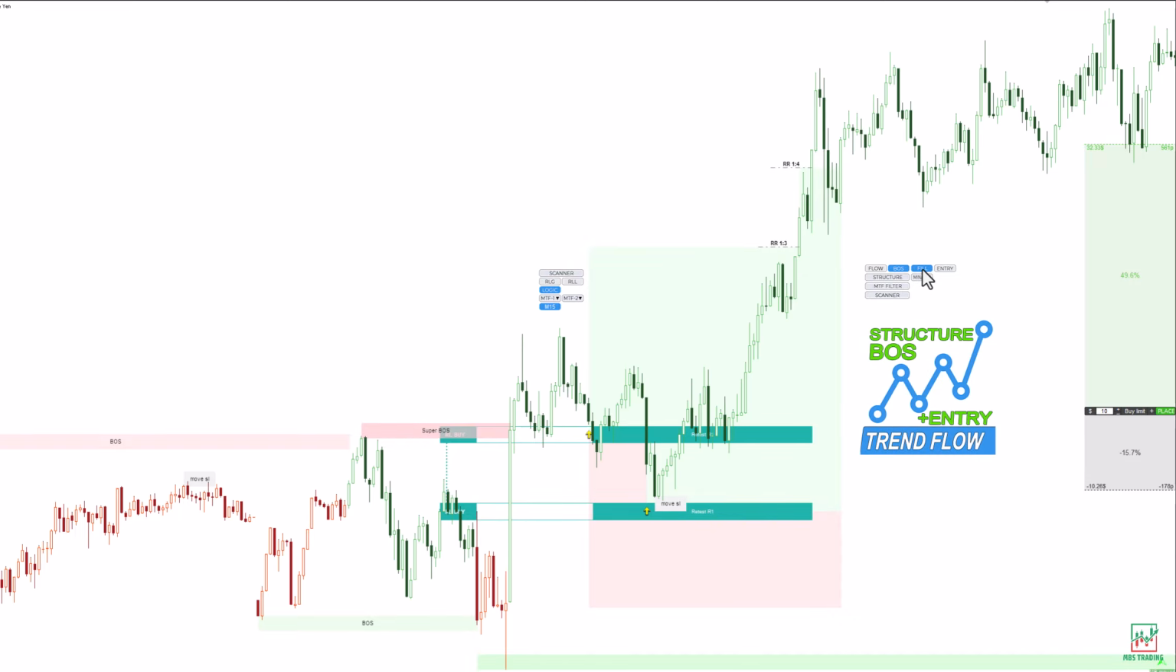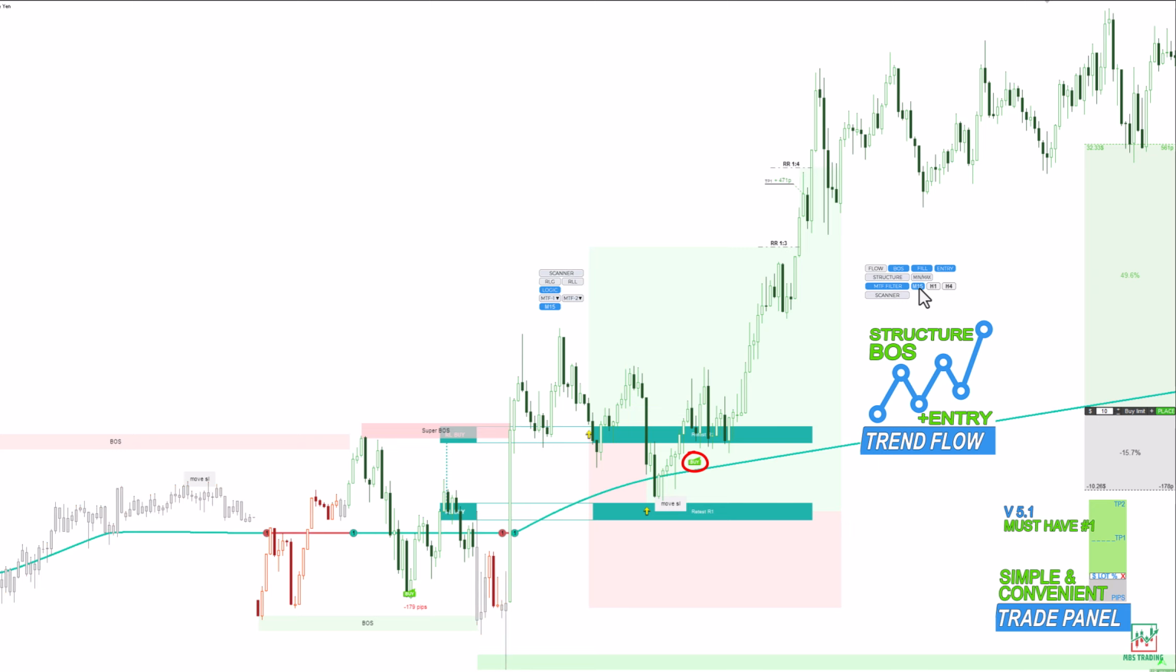For effective entry search, we recommend using the MBS trend flow indicator. For automatic risk and position size calculation, as well as order visualization, we recommend the MBS trade panel. Using all three tools together enables implementation of an effective trading algorithm.